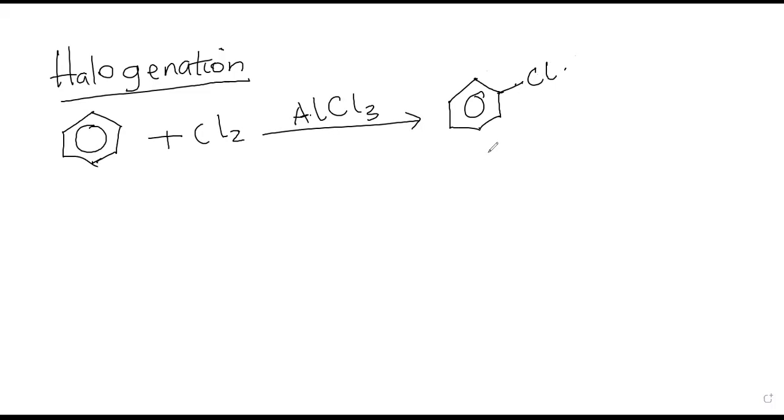But when it comes to mechanism, this is somehow different from what we've been doing, because for the case of mechanism here, you'll first have chlorine, 2 atoms, Cl, then you have aluminum chloride. So you're going to have this.